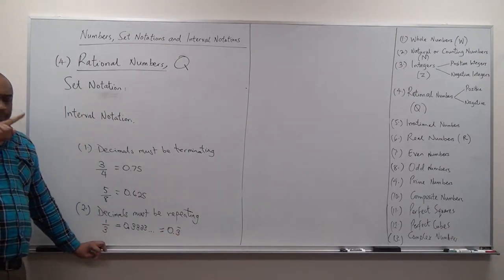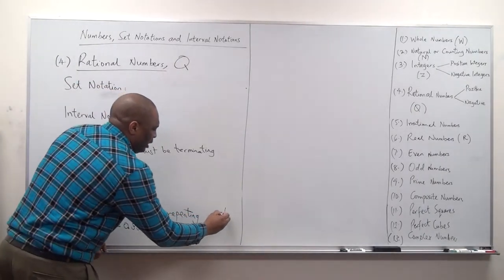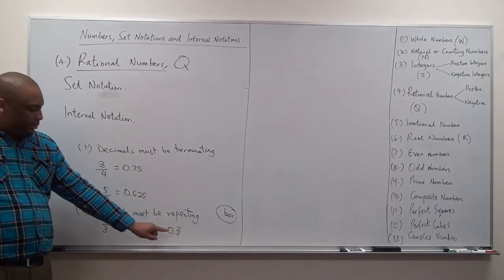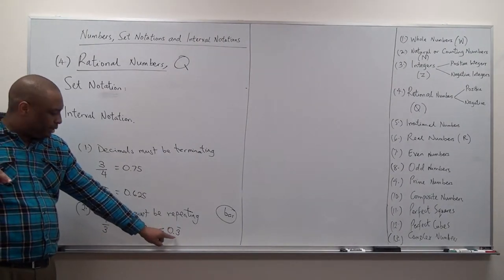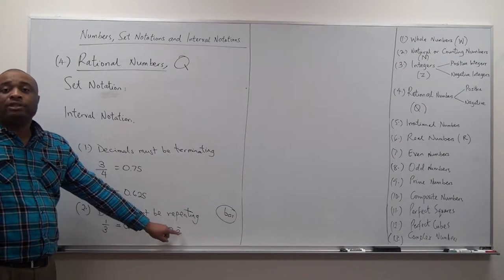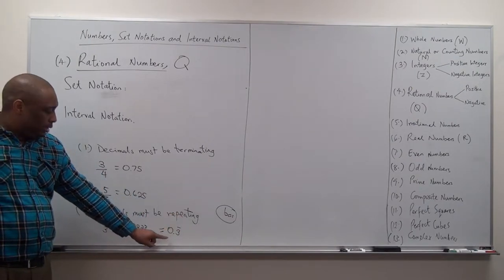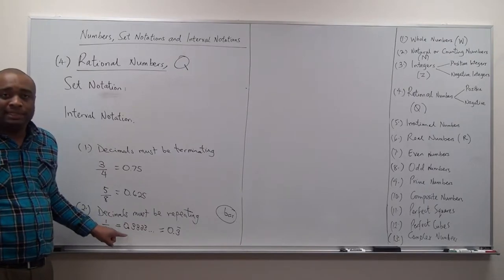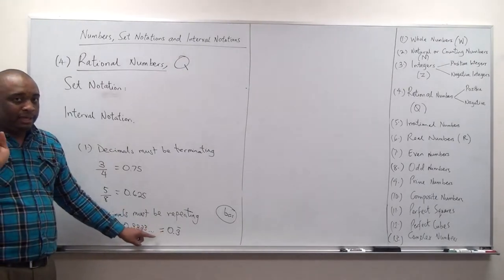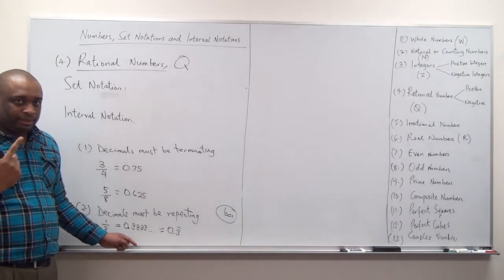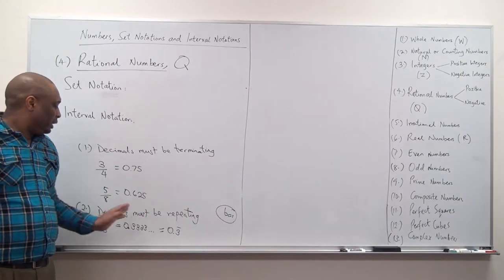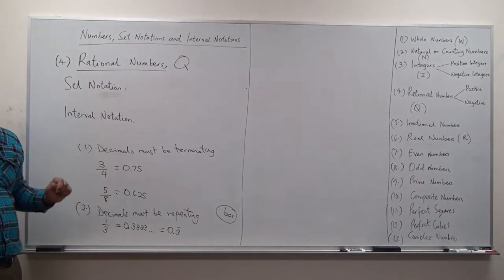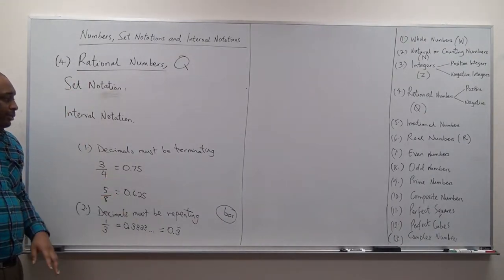We call it bar, B-A-R, bar sign. 0.3 bar. Now, this tells you that it's a repeating decimal. It doesn't end, but it's repeating the same number, 3333333. They are also called rational numbers: terminating or repeating decimals.